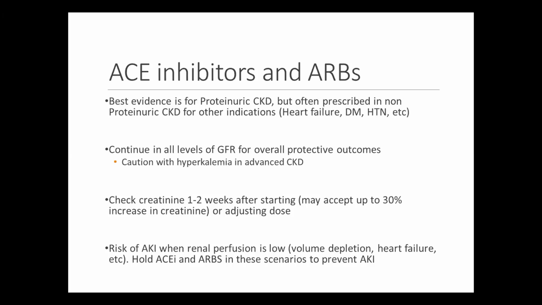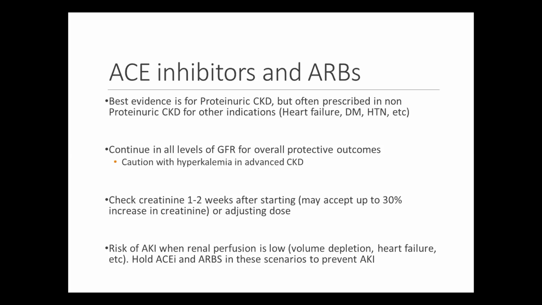The best evidence for ACEs and ARBs is for proteinuric chronic kidney disease, but they're often prescribed in non-proteinuric CKD for other indications like heart failure with reduced ejection fraction, patients with diabetes, hypertension, etc. In nephrology, we continue these medications in all levels of GFR in CKD patients who are progressing for overall cardiovascular protective outcomes. But in advanced CKD, when patients may start to develop increasing potassiums, we're pretty cautious in stopping them if we're finding that the potassiums are going up.